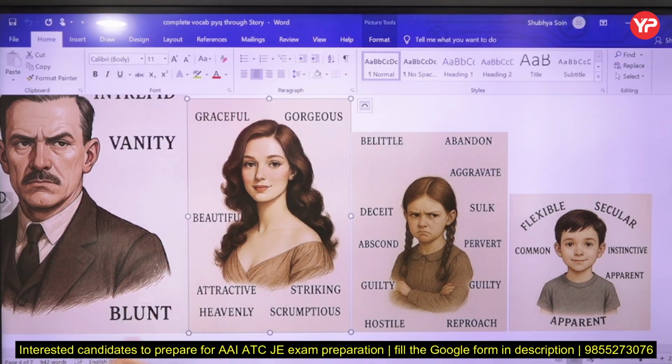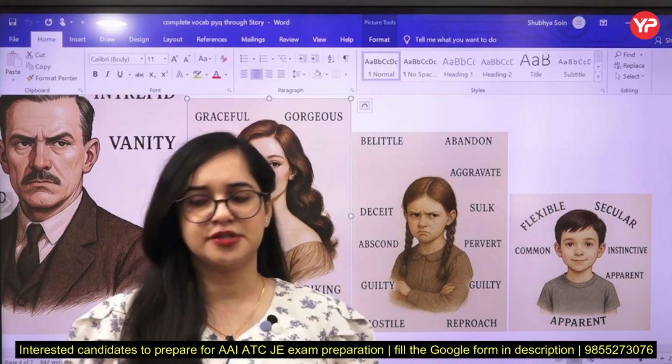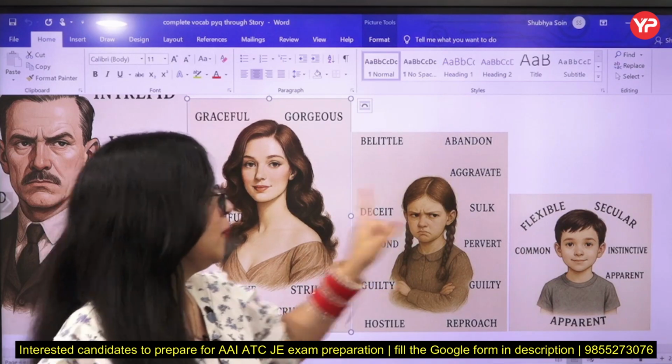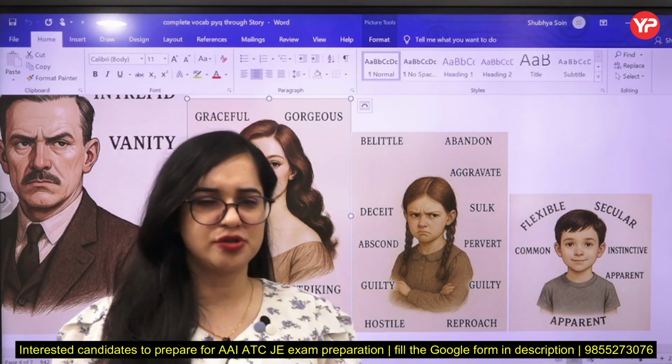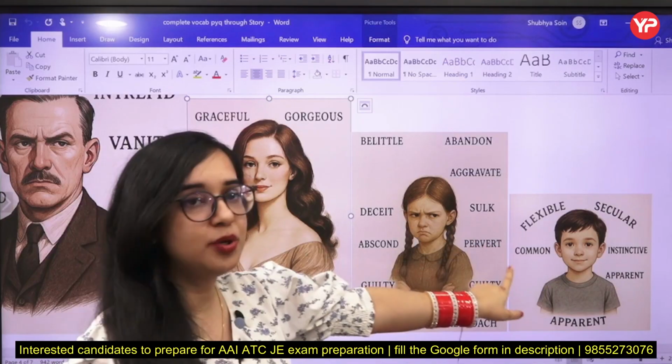Abandon, the way I told you this word, abandon, to give up, to leave everything. Sometimes she plans, oh, I have to leave this family, I'm going to abandon this family and I'm going to abscond with my pervert boyfriend. That is pervert, who is not good in character, right? So he is abusive in character. That is termed as pervert, vulgar.